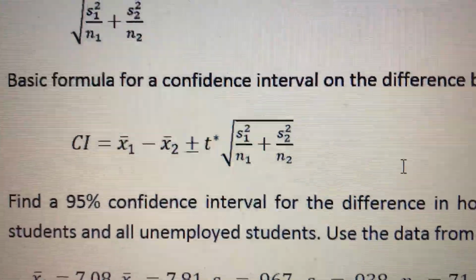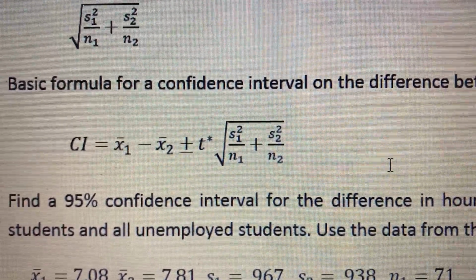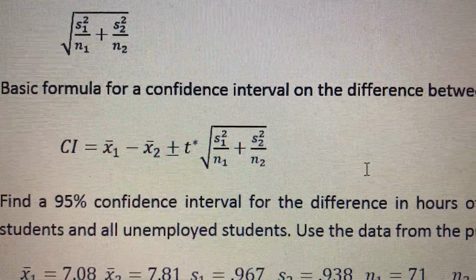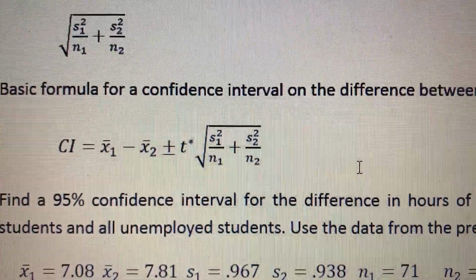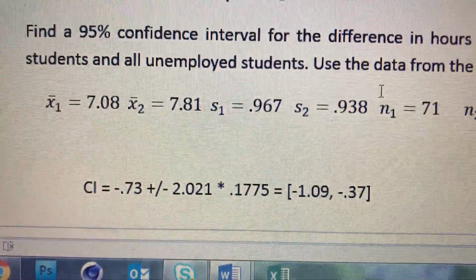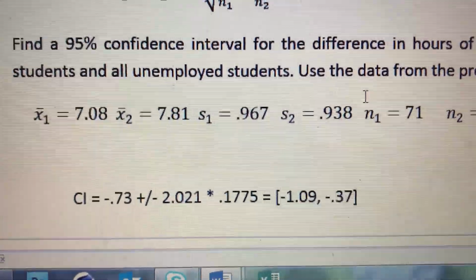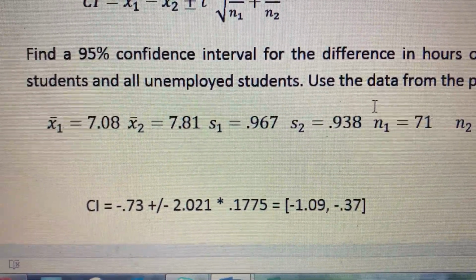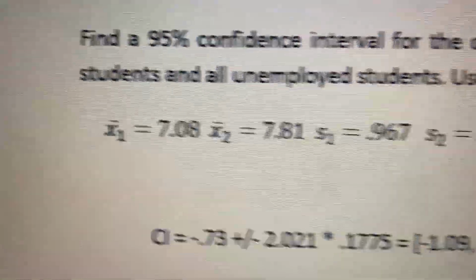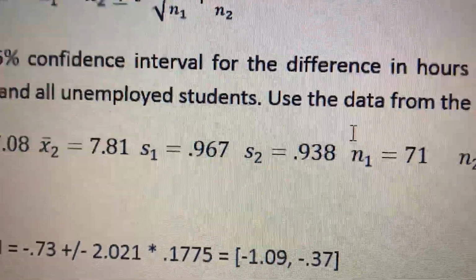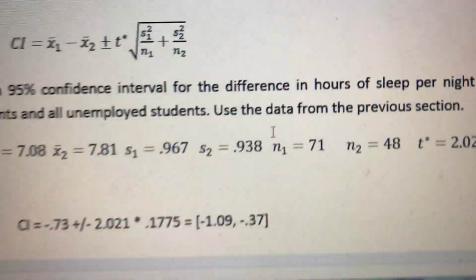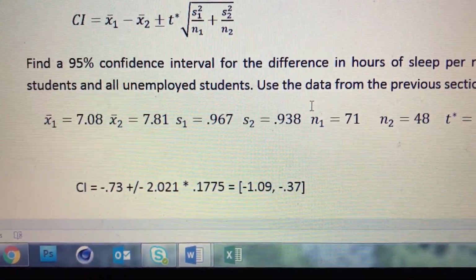So our basic formula for a confidence interval on the difference between two population means is x1 bar minus x2 bar plus or minus our t-star multiplier times the square root of s1 squared over n1 plus s2 squared over n2. Using the same information that we used in the previous section, let's find a 95% confidence interval for the difference in hours of sleep per night between all employed students and all unemployed students. X1 bar is 7.08, x2 bar is 7.81, s1 is 0.967, s2 is 0.938, n1 is 71, n2 is 48. And again, all of this information can be found from the Explore option.